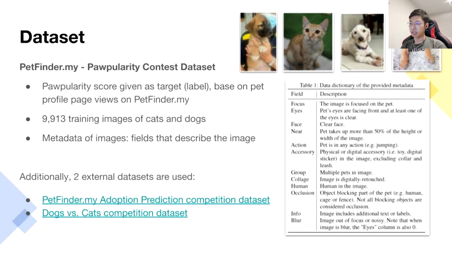Additionally, to further improve our model performance, we are going to use two external datasets. One is the PetFinder.my adoption prediction competition dataset, which is basically their previous competition. And another one is the dogs versus cats competition dataset.